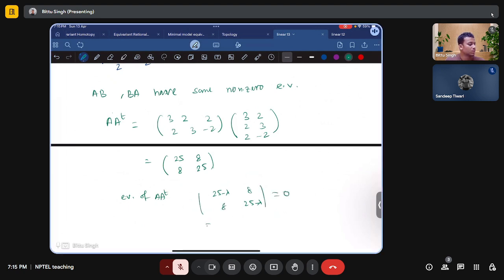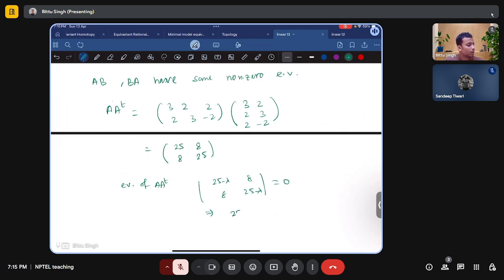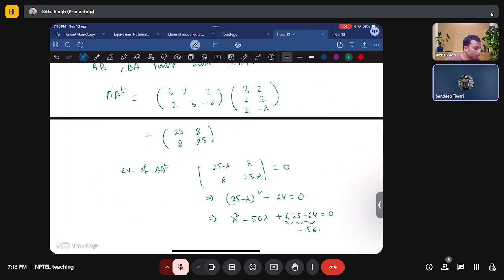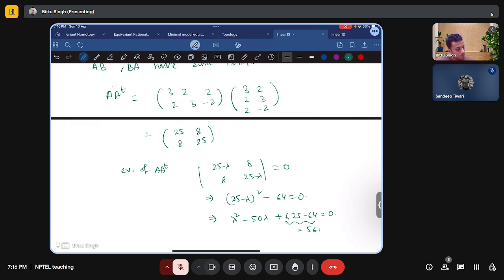Determinant of this thing is 0. So (25 minus lambda) whole square minus 64 equals 0. Lambda square minus 50 lambda plus 625 minus 64 is 0. But this is actually equal to 561.